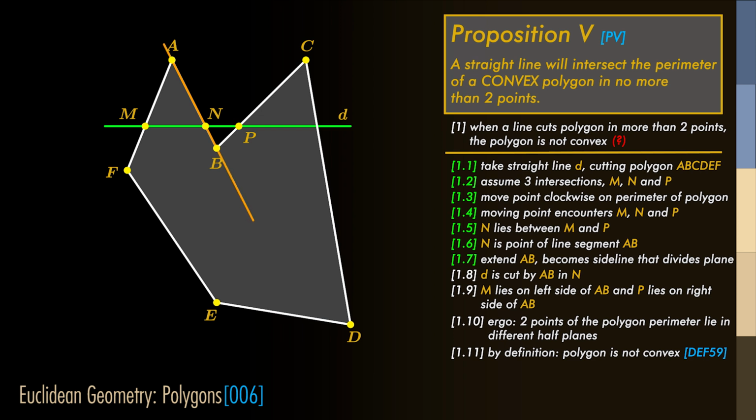So AB can also be seen as a sideline that divides the plane in 2 half planes. The line AB cuts the line D in N, and clearly M lies on the left side of AB and P lies on the right side of AB. Which means that we have 2 points of the perimeter of the polygon that are not situated in the same half plane. And so by definition, the polygon is not convex.